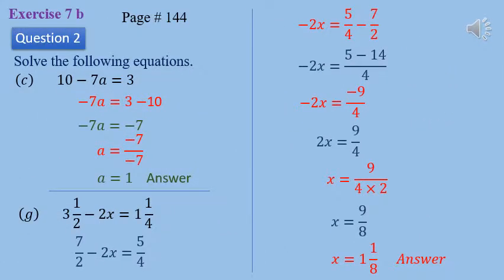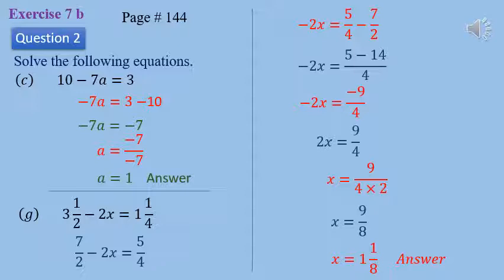Exercise 7b on page number 144, question number 2. Solve the following equations. In C part, the equation is 10 minus 7a is equal to 3. In this equation, we have to find the value of a. So 10 on the other side will be negative. So minus 7a is equal to 3 minus 10. Minus 7a is equal to minus 7.